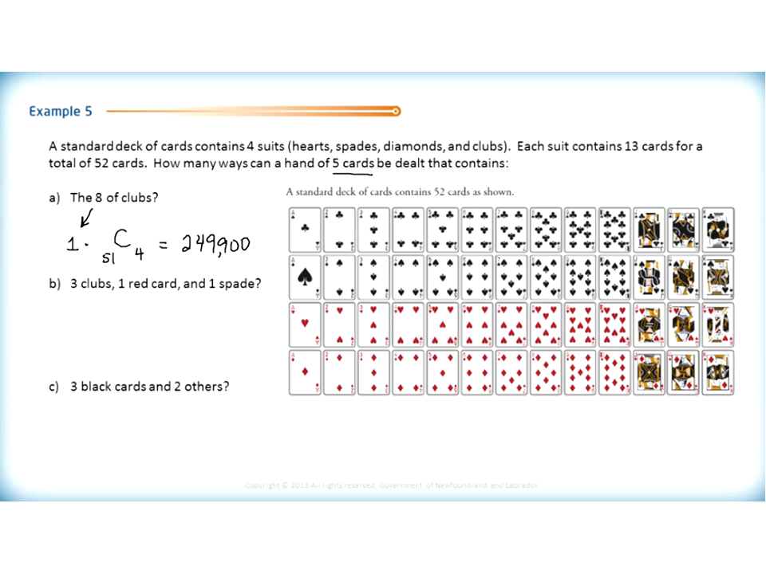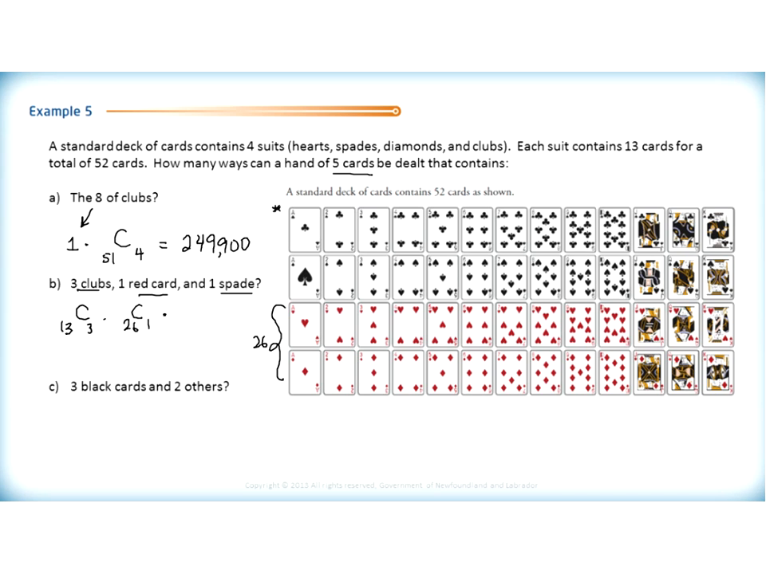How many ways can 5 cards be dealt if it contains 3 clubs, 1 red card, and 1 spade? Okay, so we need to have 3 clubs here. How many clubs are there in the deck? There are 13 clubs. How many ways can I choose 3 of those 13? That would be C(13,3). How many ways can I choose a red card? There are 26 red cards in the deck, and I'm going to choose one of those.